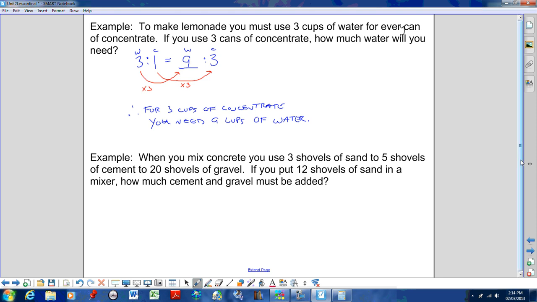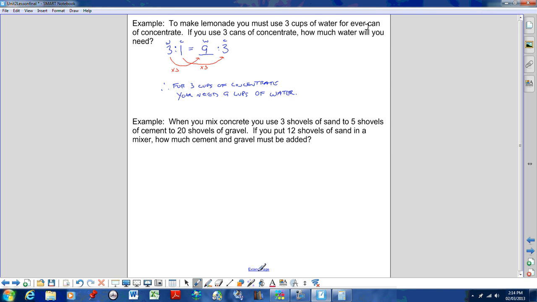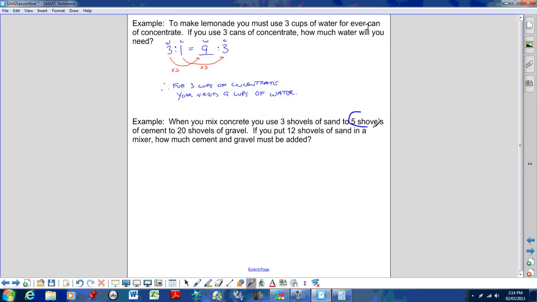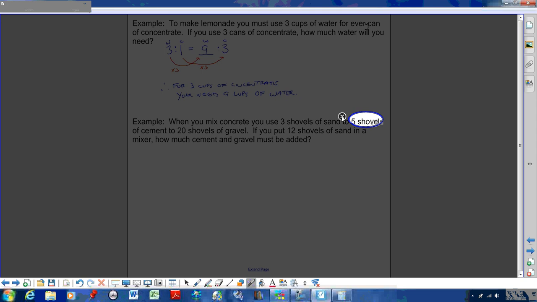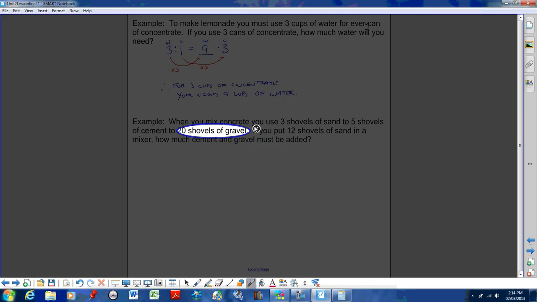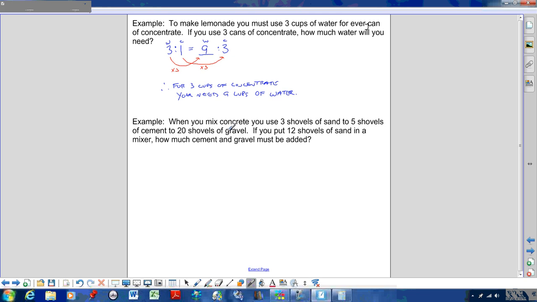All right. And my final example at the bottom here. When you mix concrete, if you put 3 shovels of sand in, you then have to put 5 shovels of cement and then 20 shovels of gravel. So there's our first ratio, and these types of questions always give you the ratio in one of the sentences. It says here that you put 12 shovels of sand in the mixer. How much cement and gravel must be added?